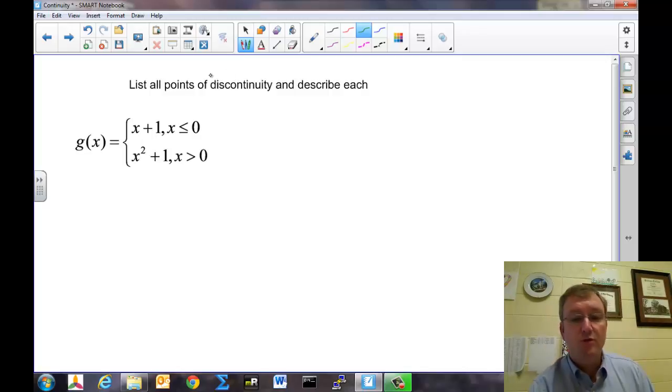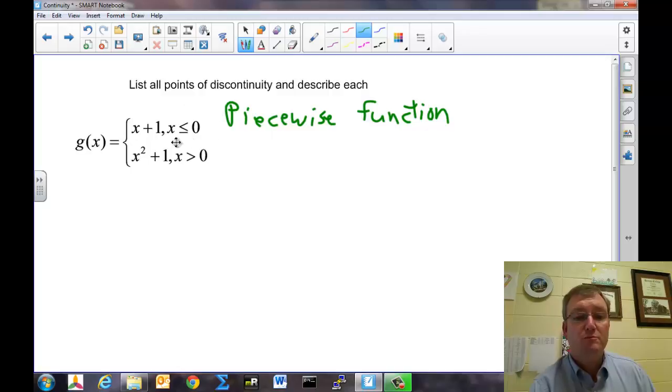If you recall from previous classes, this is called a piecewise function. Anytime we've got a piecewise function, we need to look at each piece of the function and see what's going on there. So the first part of the function is x plus 1 if x is less than or equal to 0. That means if the number x is less than or equal to 0, we're going to put it into this rule up here. If the number is greater than 0, we're going to put it into this rule here.